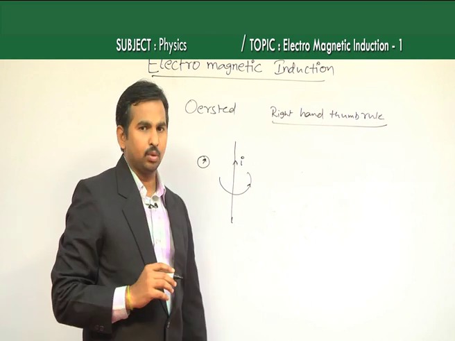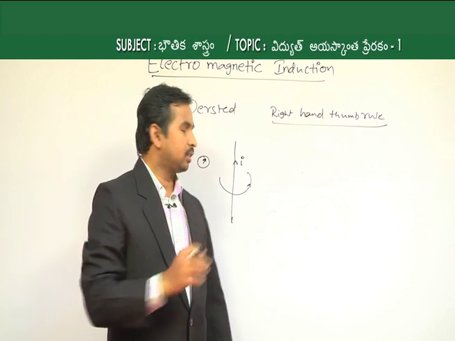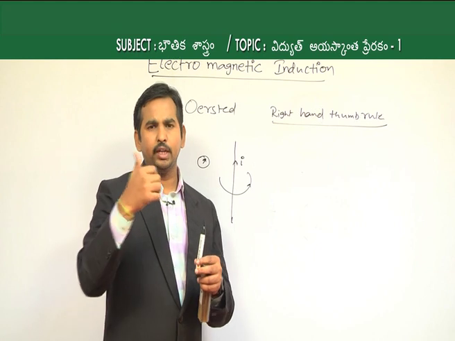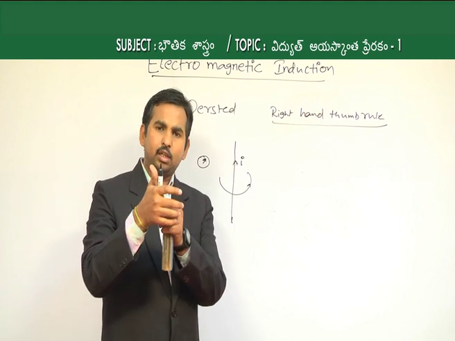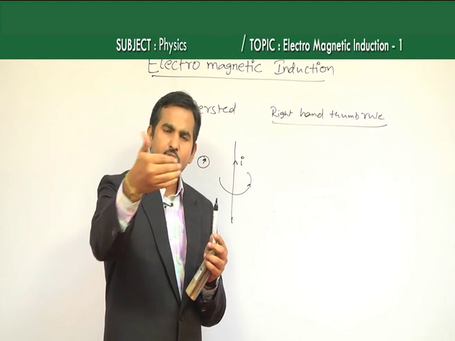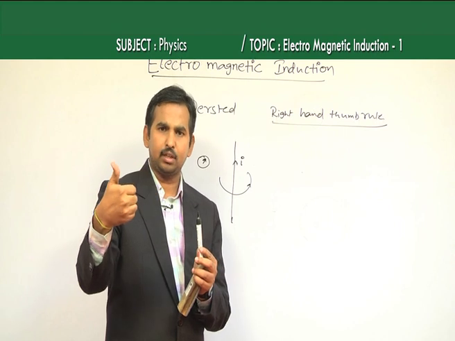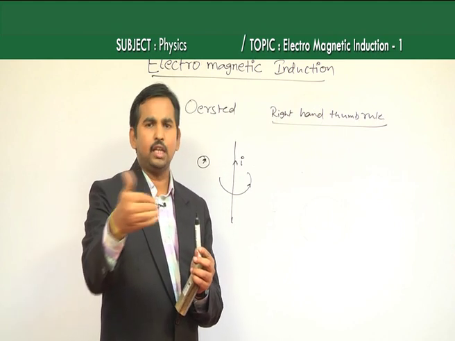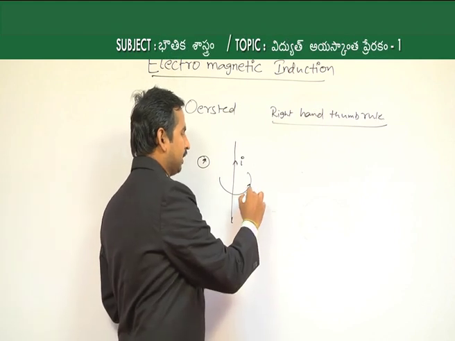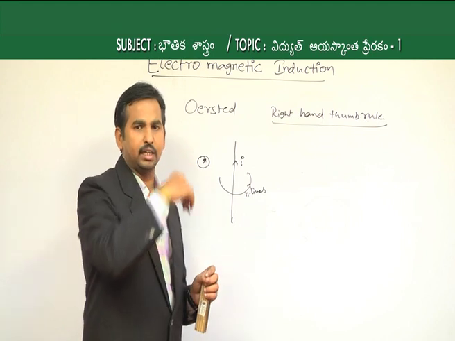So, the right hand thumb rule is, if you take this current carrying wire into your hands, with the thumb pointing in the direction of the current, then the direction in which you curl the fingers to hold that conductor gives you the direction of the magnetic lines of force. So the magnetic lines of force are like this around that current carrying wire.